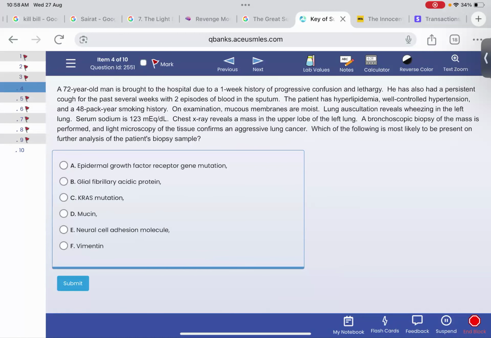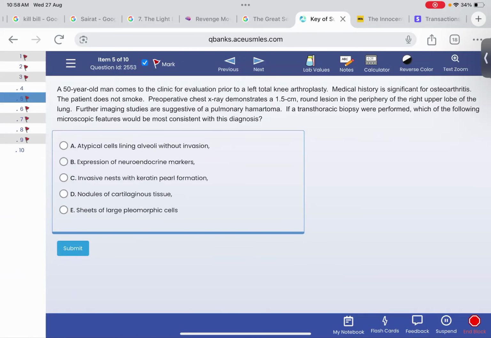So you have to do question number 4 and question number 10 as your homework. You have to do it by yourself. If you have any problem, then we can discuss it. Now, question number 5.